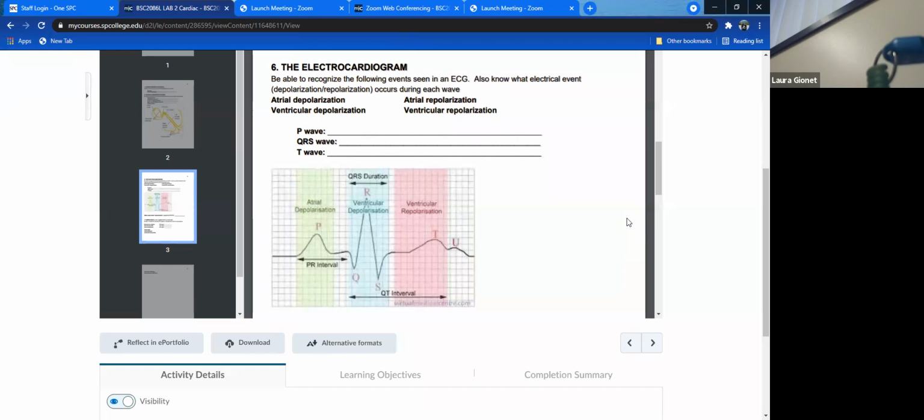The atria contract virtually simultaneously, for all intents and purposes at the same time. So the atria contract and they push blood down to the ventricles. And then as they start to relax, the ventricles contract and push blood up into the aorta and the pulmonary trunks at the same time. And then everybody relaxes, and that's one cycle.